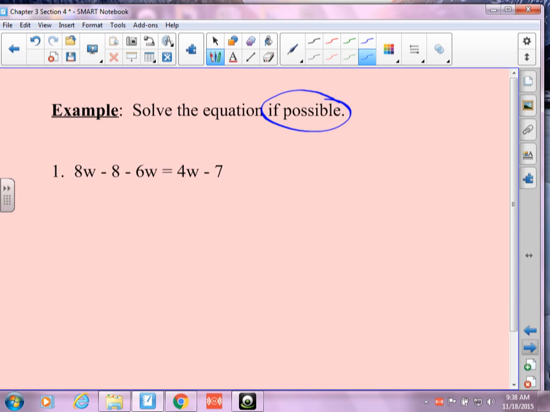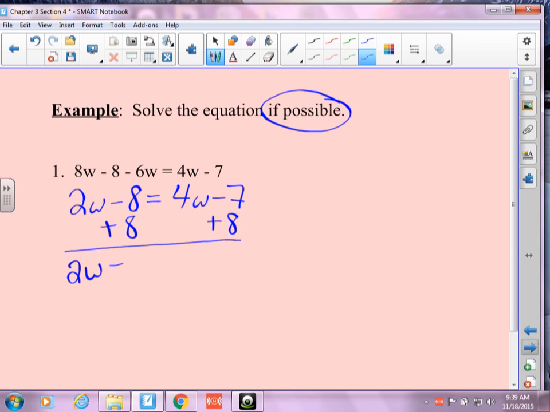So what would I do first? Yes. Okay, before I do that, can I combine like terms? Then let's do that. I love that. So 8w minus 6w is 2w minus 8 equals 4w minus 7. Okay? When you do these types of problems, make sure you simplify first. It just makes it so much easier. And then I love that idea of adding 8. Okay? So 2w equals 4w plus 1. Okay? Keep going. Yes. I'm going to subtract 4w.